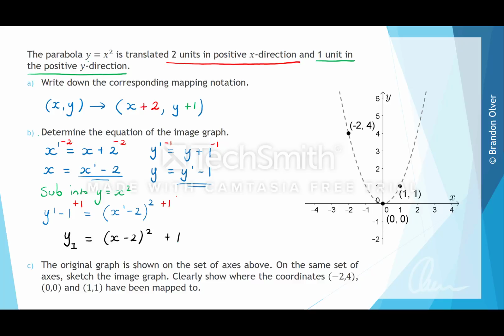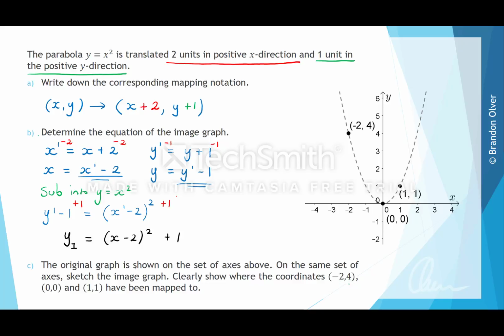So that's the equation where y equals x squared has been translated 2 units in the positive x direction and 1 unit in the positive y direction. For part C, the original graph is already shown on the set of axes above, and on the same set of axes we want to sketch the image graph y1.